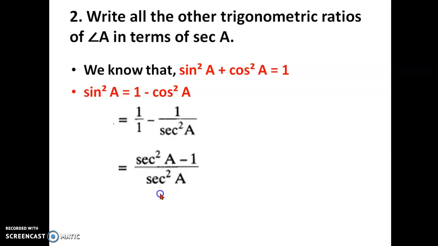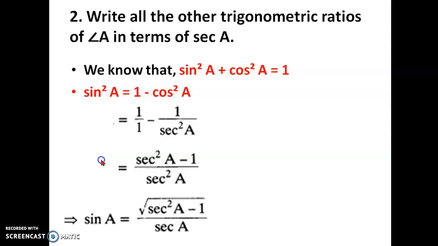Now we want sin A. Next step, take the root of the RHS. In the denominator, since the root is removed, you have a square here. So the root of secant square A: the root is there and the square is there, so that will get cancelled and you will get secant A alone.